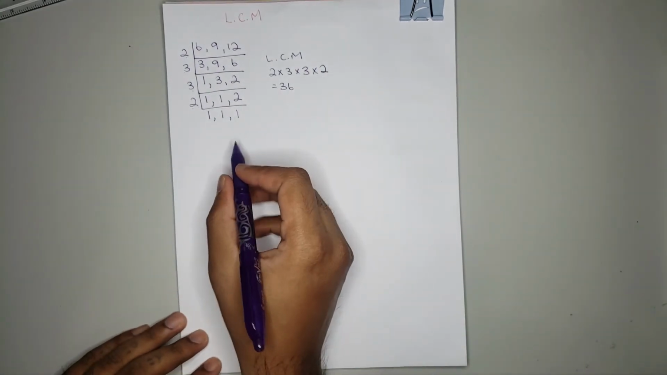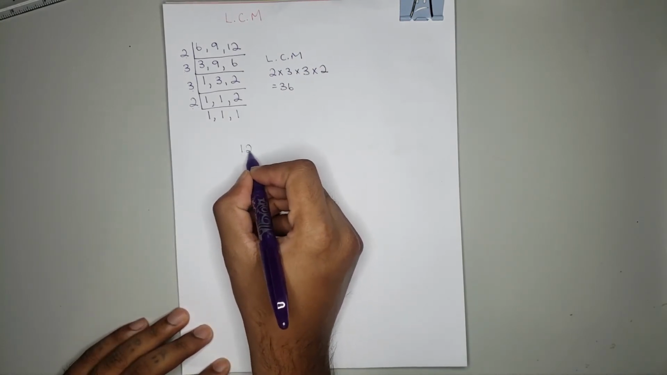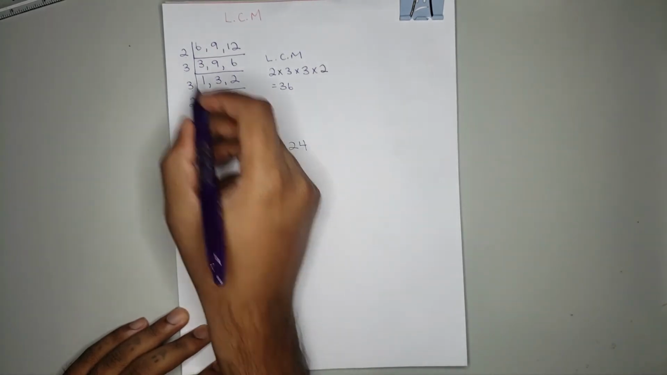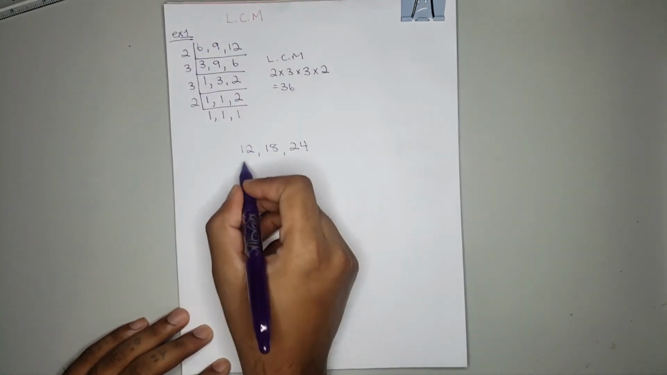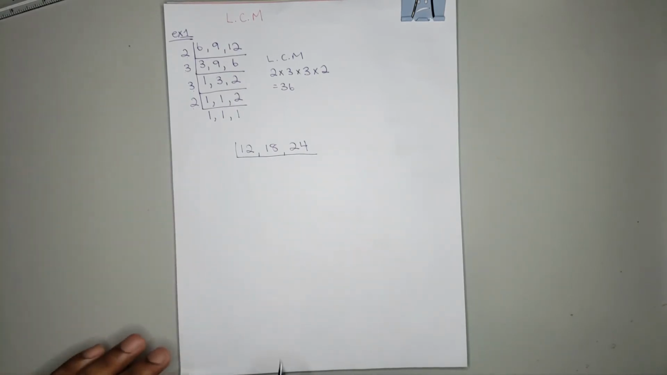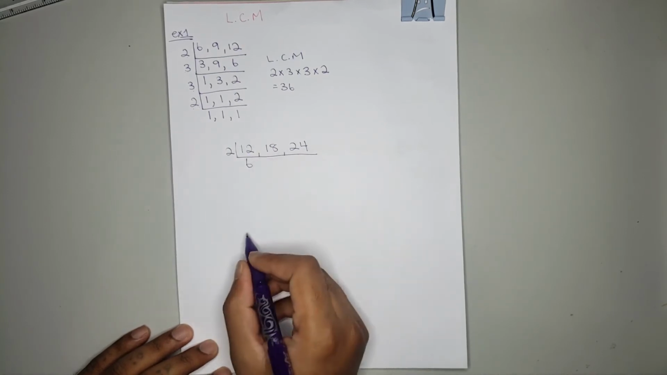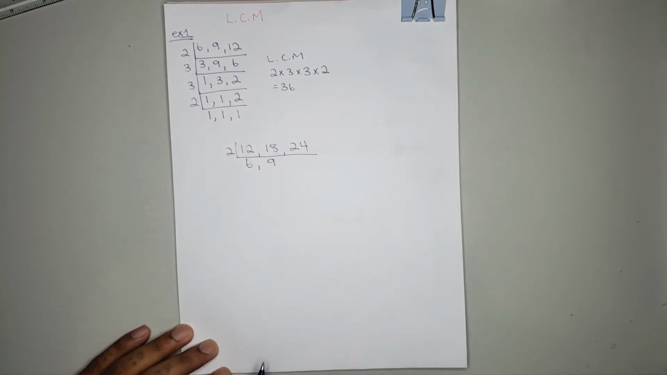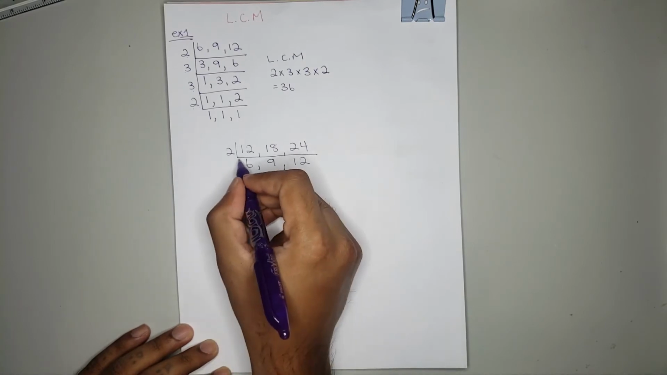I'll show with another example again, just to reiterate. Let's try 12, 18, and 24. This is example 2. We divide here now using small prime factors. I will start with 2. 2 could go into 12 6 times without leaving a remainder. 2 could go into 18 9 times without leaving a remainder. And 2 could go into 24 12 times without leaving a remainder.